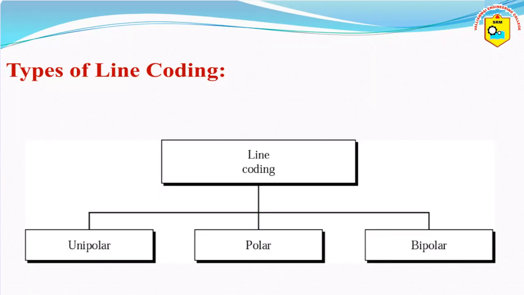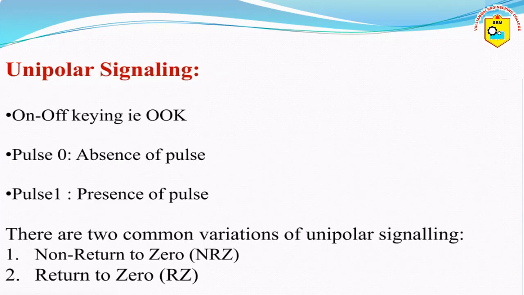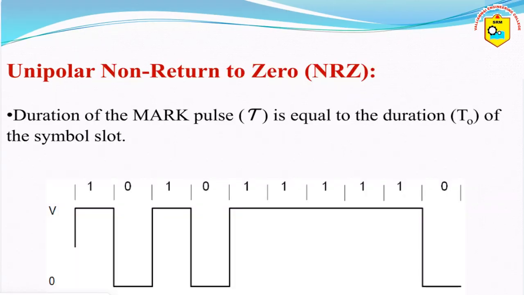There are three basic types of line coding techniques: unipolar, polar and bipolar. Moving on to the unipolar type, it is on-off keying. That is, when you transmit binary 0, there will be absence of pulse, and when you transmit 1, there will be presence of pulse. In unipolar, there are two types: non-return to 0 and return to 0.